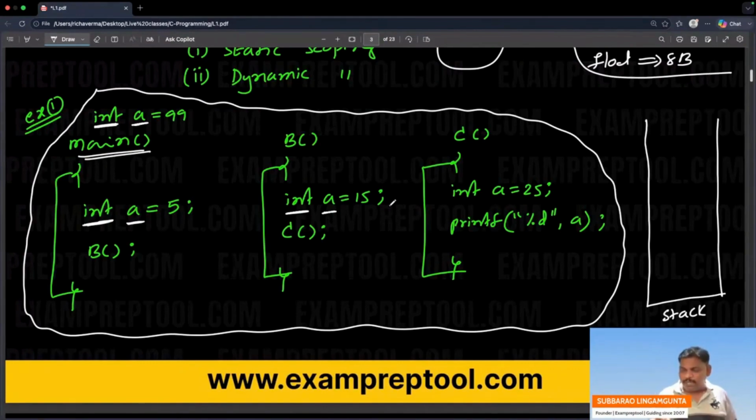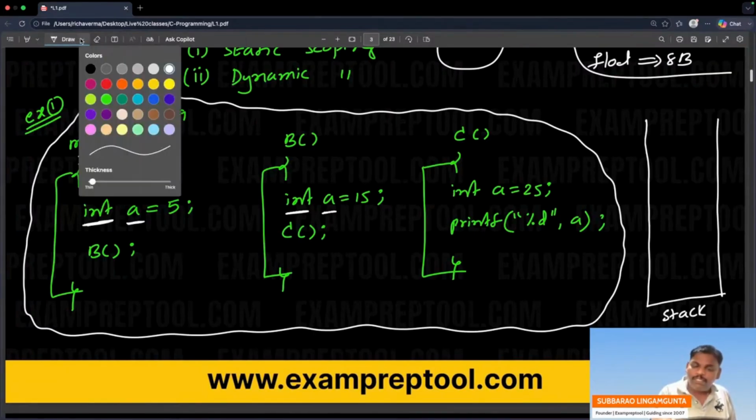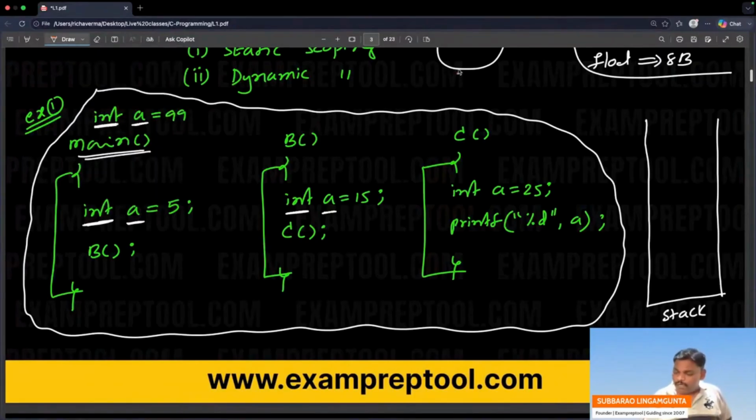Now let me see the compilation. First it will go to the global variable. Remember, at compilation time itself, global variable memory will be allocated. Where? Assume it is the static area. In the main memory, some area is called the static area. In the static area, global variable memory will be allocated when you compile.